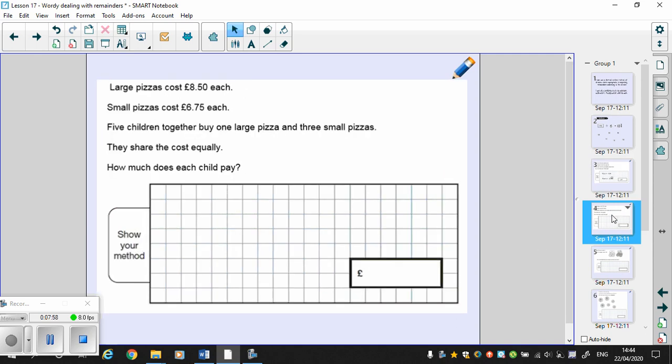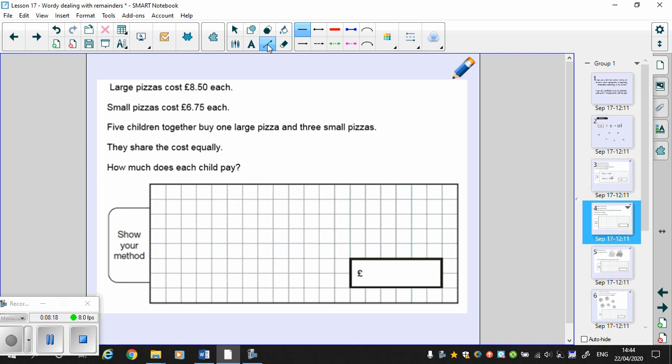Large pizzas cost £8.50 each. Small pizzas cost £6.75 each. 5 children together buy 1 large pizza and 3 small pizzas. They share the cost equally. How much does each child pay?